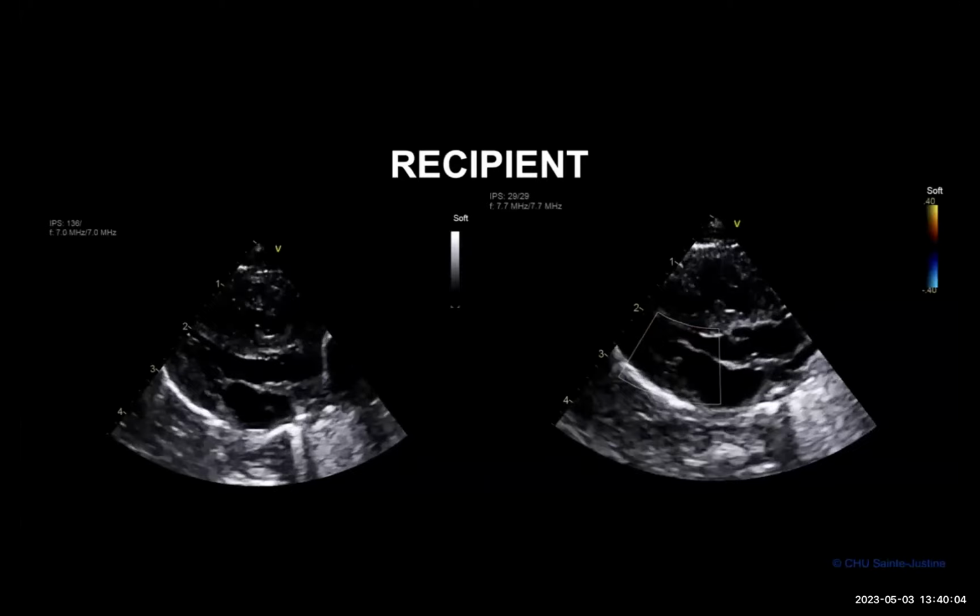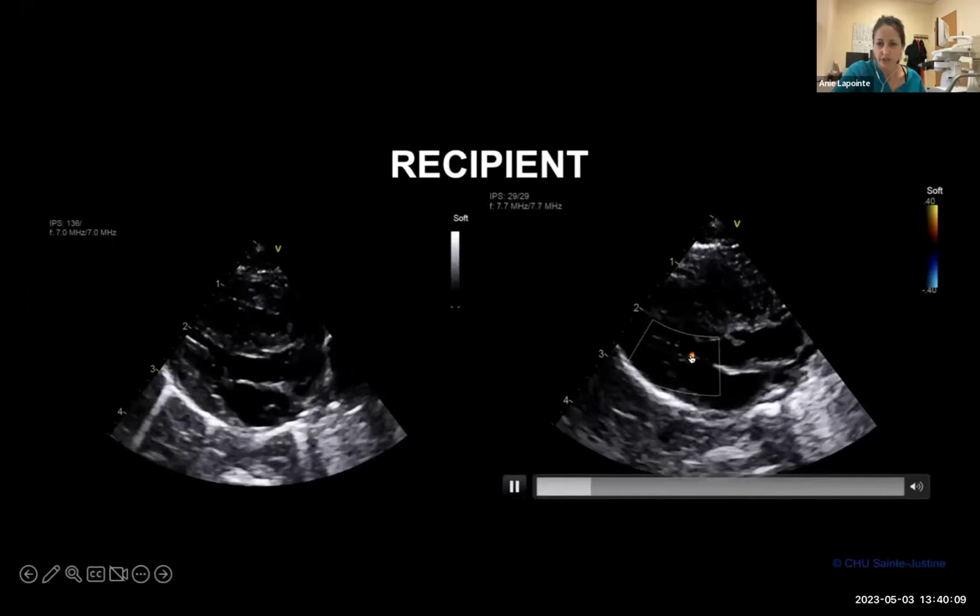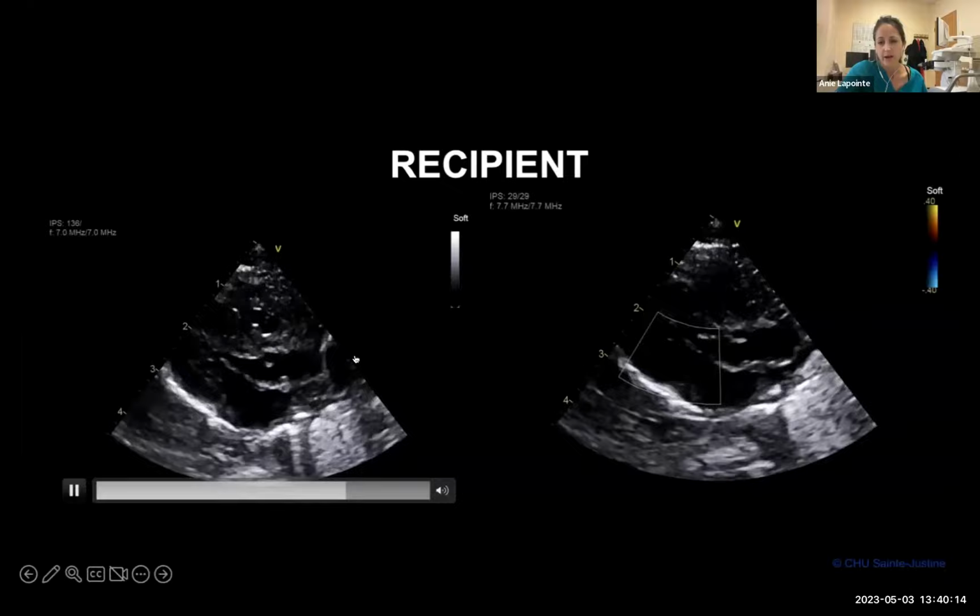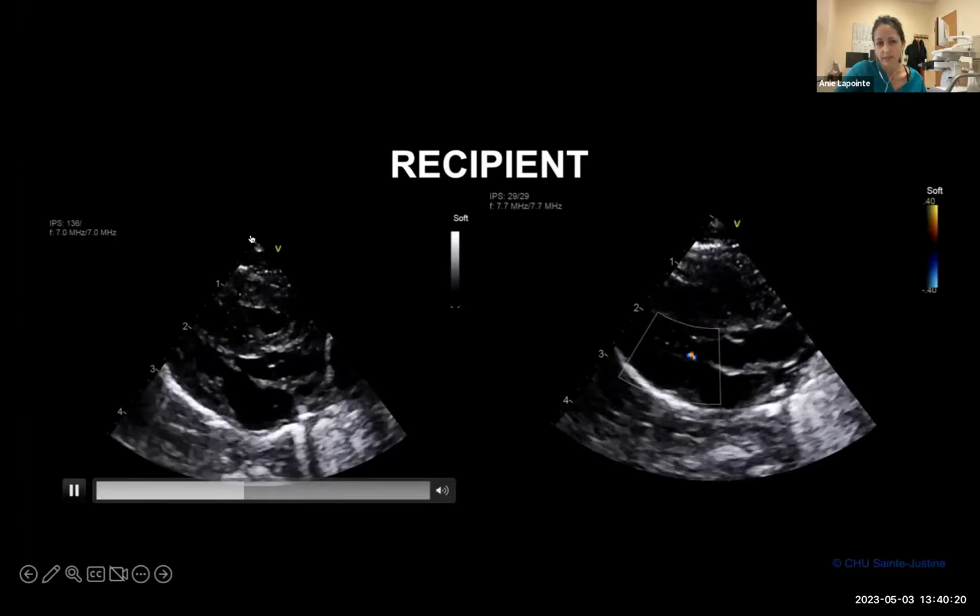So this is a long axis. You're talking about maybe a little obstruction. It was not a big obstruction in other views. Mainly the right ventricle, I don't know if you agree, was a bit increased, a bit hypertrophic and maybe with some kind of dysfunction.